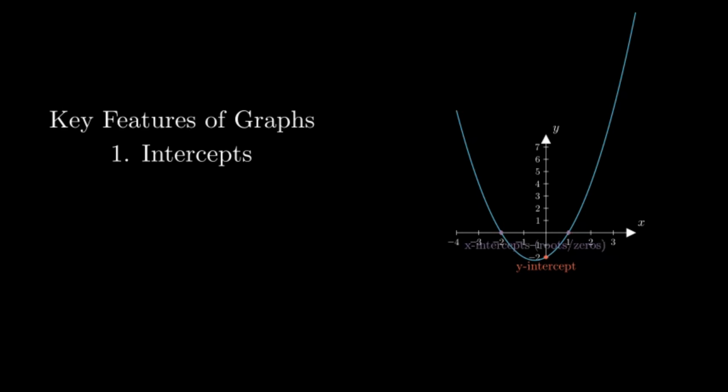The points where the graph crosses the horizontal x-axis are called the x-intercepts. These are also known as the roots or the zeros of the function, because at these points, the value of the function f(x) is 0. So to repeat, x-intercepts are where the function's value is 0. They are the solutions to the equation f(x) = 0.